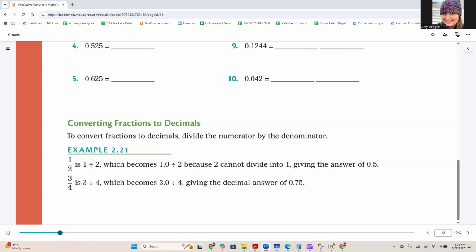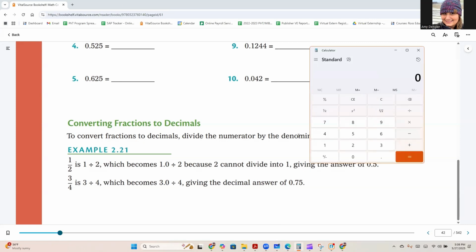Converting fractions to decimals. To convert fractions to decimals, divide the numerator by the denominator. So of course it gives you the workout in words, but let's just take our calculator and do 1 divided by 2. That gives us 0.5. 3 divided by 4 gives us 0.75. And you can do that with any fraction. So 1 divided by 15, 1 divided by 200, and so on and so forth.